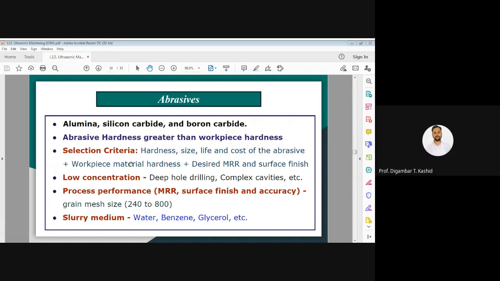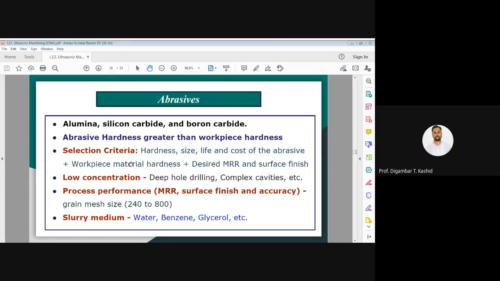Again, the selection criteria: how to select the abrasive. While selecting the abrasives, the following points should be taken care of, such as hardness, size of abrasive, life of the abrasive, and the cost of abrasives. Then, what is the workpiece material hardness? The workpiece material hardness is very important to know while selecting the abrasive. The desired material removal rate and the surface finish should also be taken into consideration. Low concentration of abrasive is recommended for deep hole drilling or complex cavity.